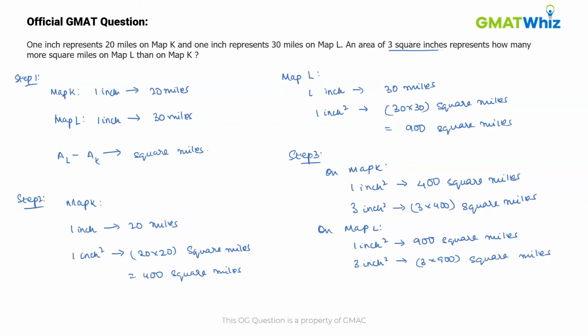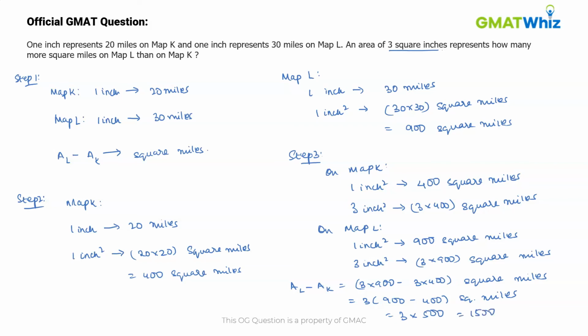Therefore, the difference between the area on the map L and the area on the map K will be equal to 3 times 900 minus 3 times 400 square miles. Now, from the expression, we can take 3 common and we get 900 minus 400 square miles. This is equal to 3 times 500, which is equal to 1500 square miles. Thus, our answer is option E.